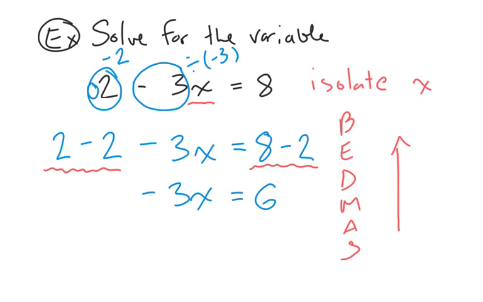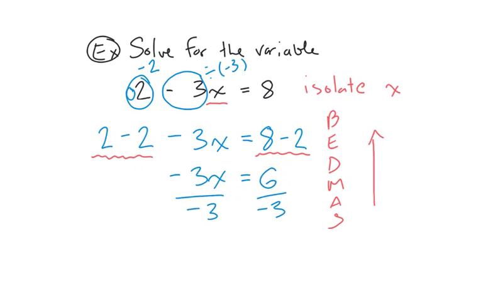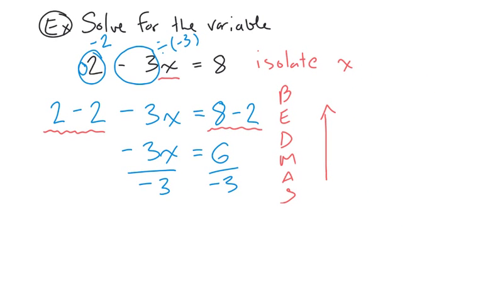At this point, we are going to divide both sides by negative 3. I'm going to do that with fractions. So I'm going to write negative 3x over negative 3. Remember, what I do to one side, I have to do to the other. So I'm going to write 6 over negative 3 on the right side. Let's zoom out and make a little bit of space for ourselves. On the left side, we have negative 3 divided by negative 3.